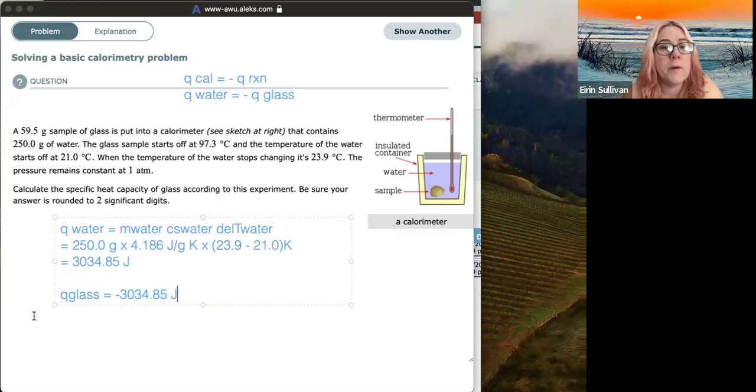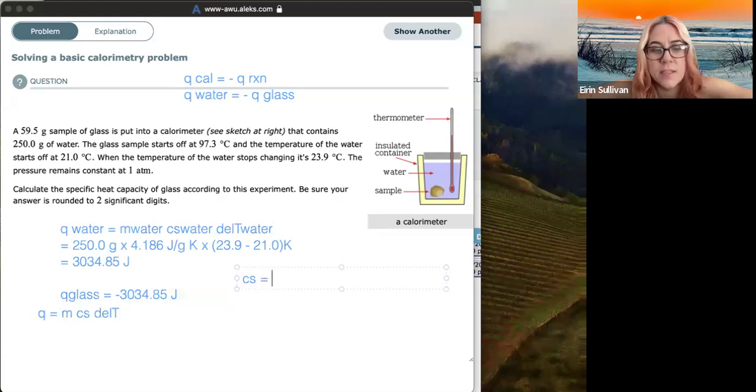Okay, so what do I want to know? I want to know the specific heat capacity of the glass. So I'm going to rearrange Q equals m c_s delta T, so that c_s is my subject, the specific heat capacity. So then that's going to be Q over m times delta T. And remember, that is delta T for the glass, okay? So just be a little bit careful with that, and again, the signs are going to sort themselves out.